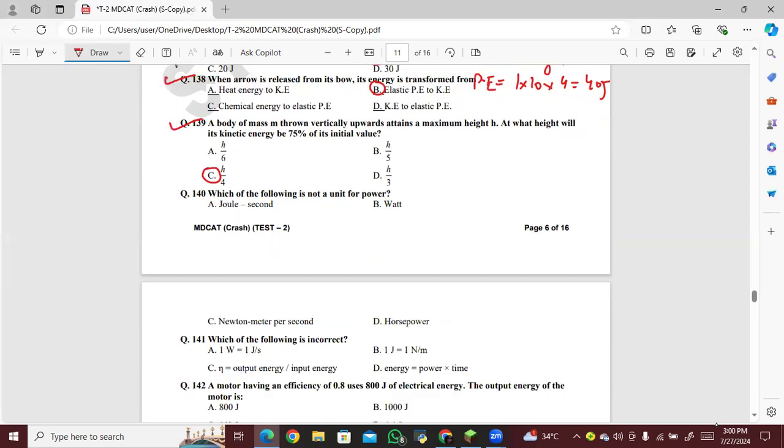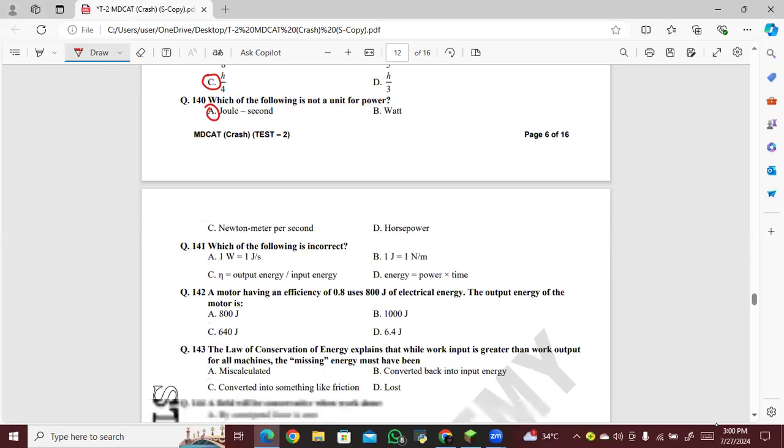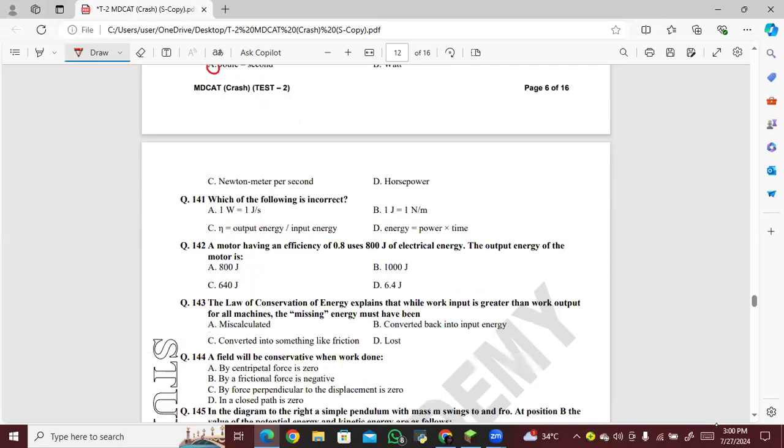140. Which of the following is not a unit of power? That is joule second, because joule per second is power, joule second is not power. Which of the following is incorrect? Joule is Newton is wrong, because joule is Newton meter, not Newton.